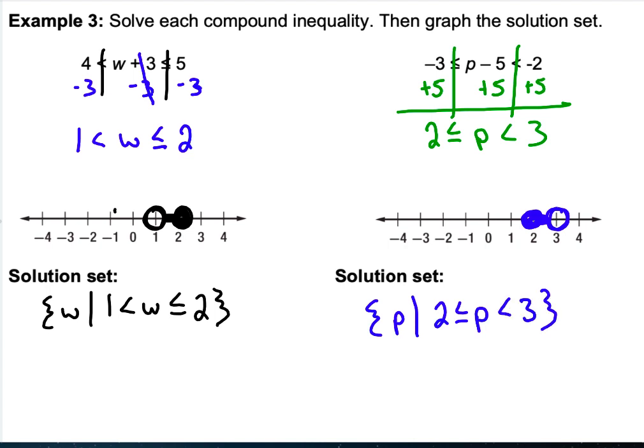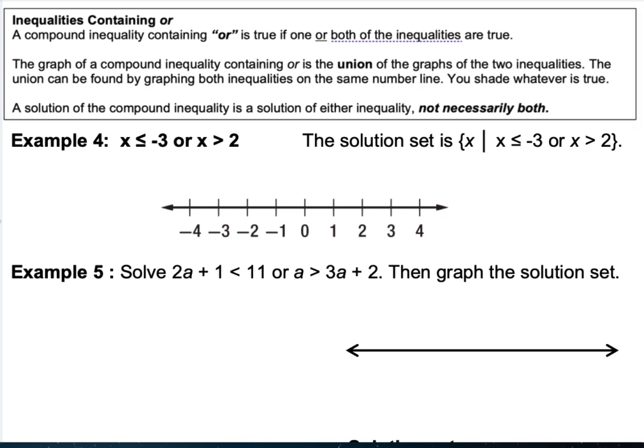Okay. All right, now we're going to switch it up, and now we're going to do something called an OR inequality. So AND was, it's got to meet both of those criteria. It's got to be greater than this number and less than this number. For OR, it's going to be this or that. It's going to be two completely different possibilities. So here's what that looks like on a number line.